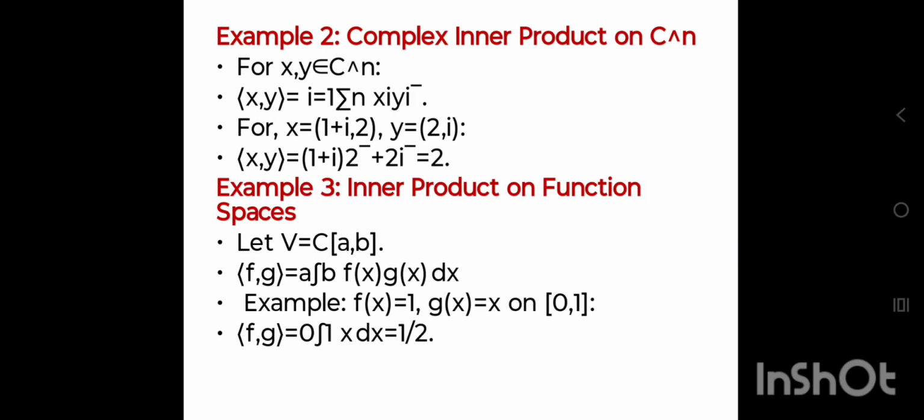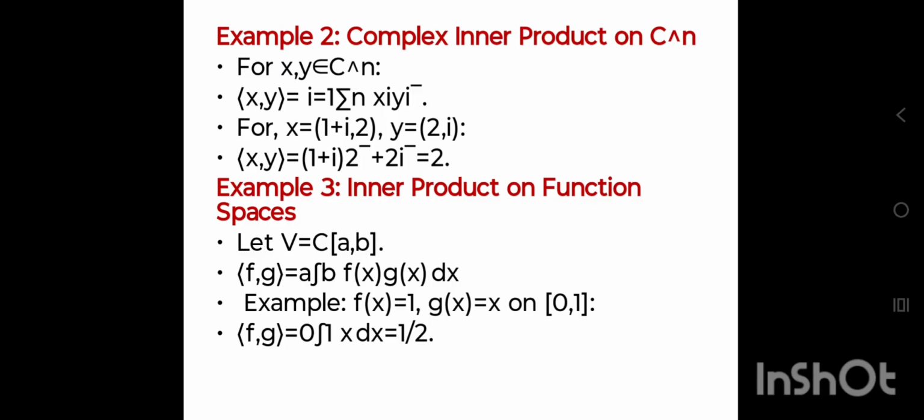Next, example 2: complex inner product on C^n. For x, y belonging to C^n, inner product ⟨x, y⟩ equals summation i equals 1 to n of x_i times y_i bar. If you take the x vector (1 plus i, 2) and y vector (2, i), what is the inner product?